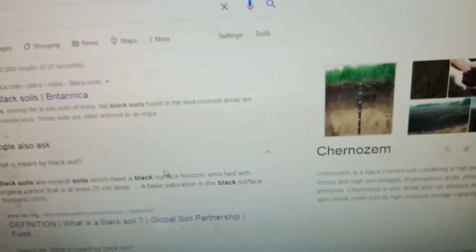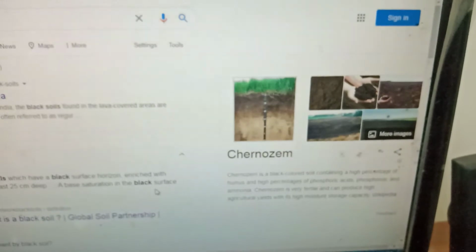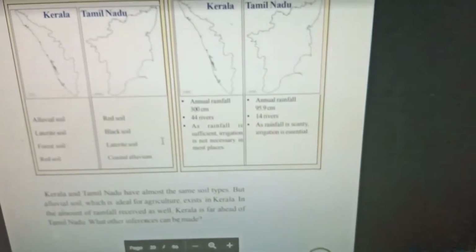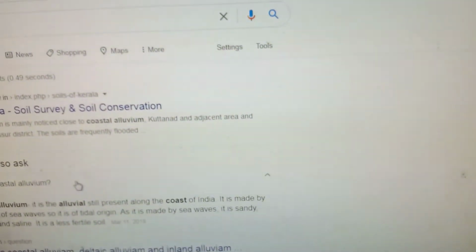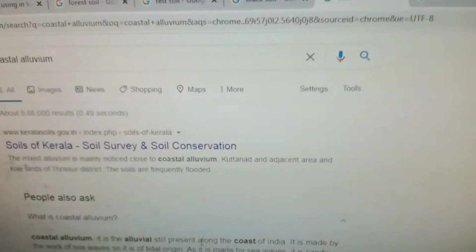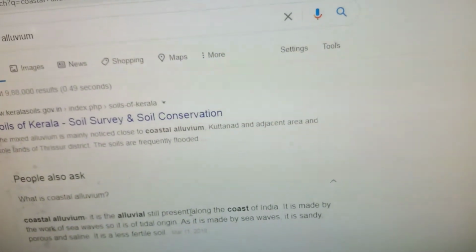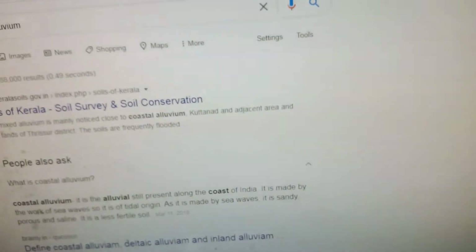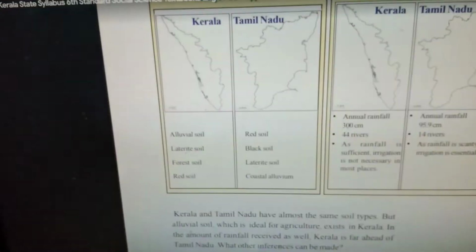Black soils are mineral soils which have a black surface horizon enriched with organic carbon that is at least 25 cm deep. The next soil we have to come across is coastal alluvium. It is the alluvial soil present along the coast of India. It is made by the work of sea waves, so it is of tidal origin. This soil is seen in coastal areas.